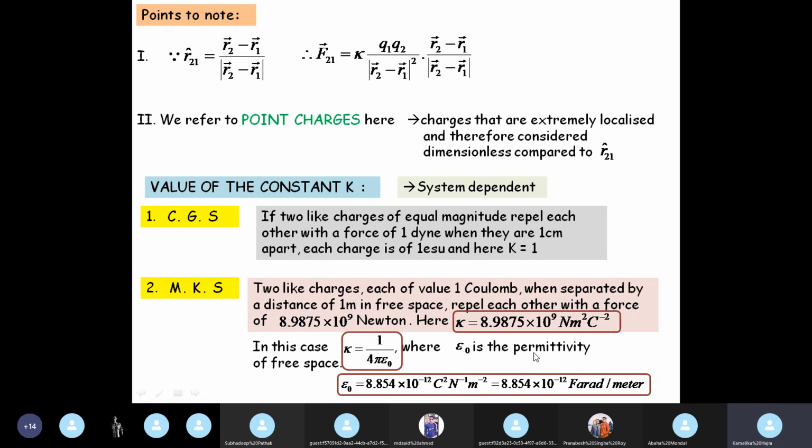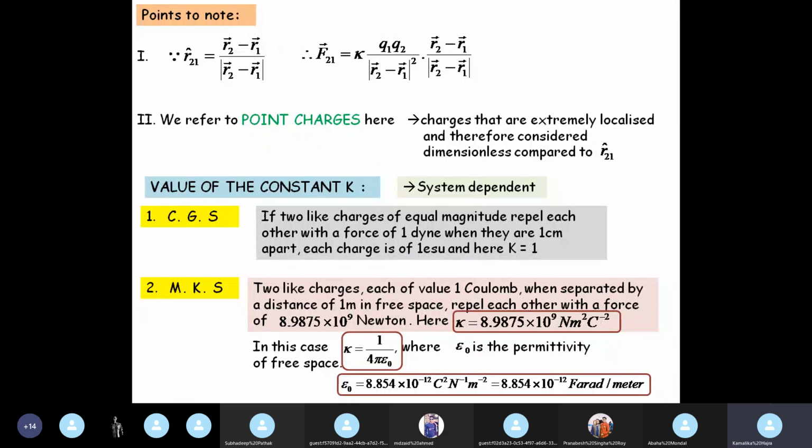So since the unit of kappa is Newton meter squared per Coulomb square, obviously the unit of epsilon naught will be Coulomb square per Newton per meter square. And that is actually the value of farad per meter. So these three boxed quantities you must keep in mind.